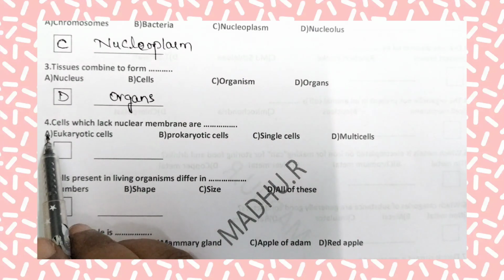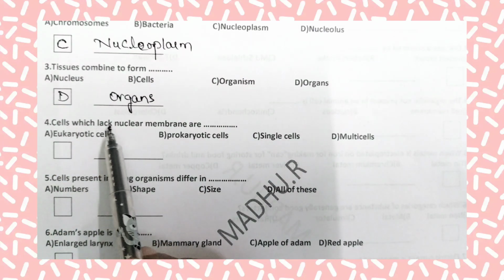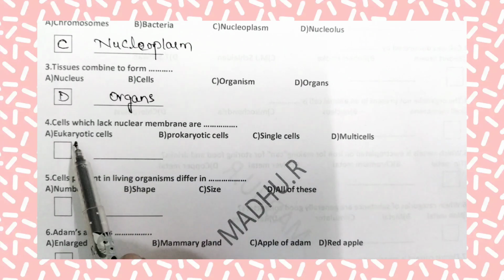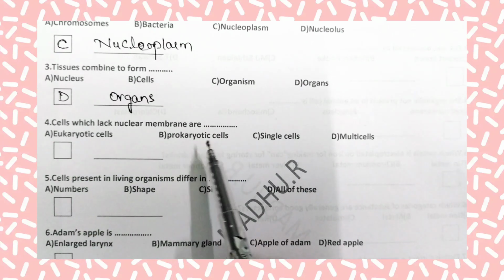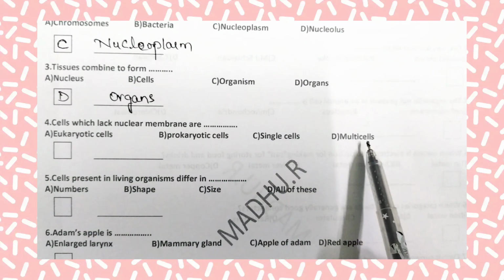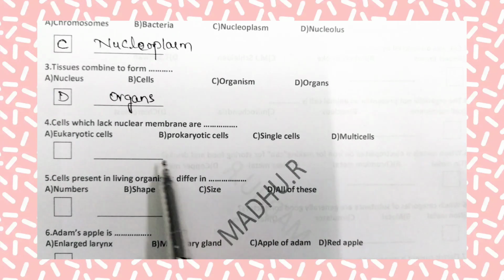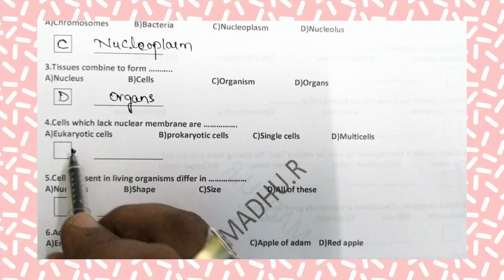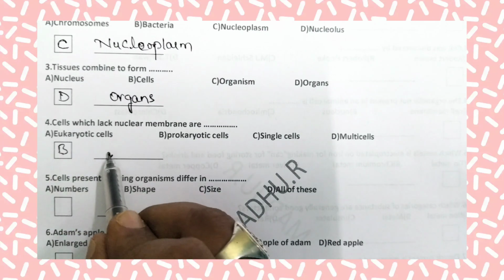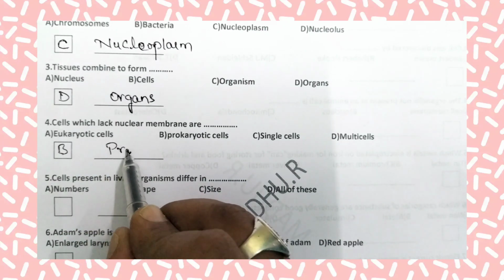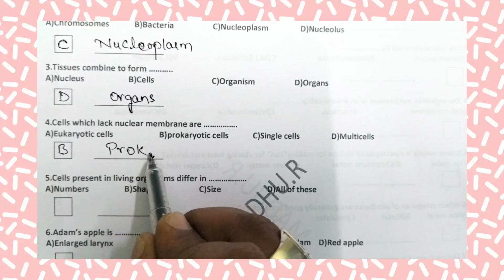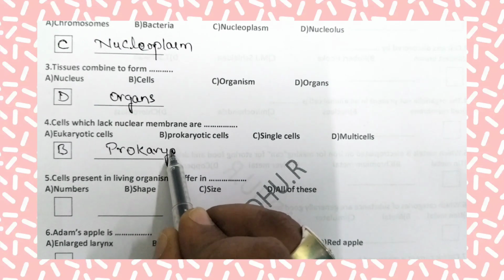Now let us move to the fourth question. Cells which lack a nuclear membrane are eukaryotic cell, prokaryotic cell, single cell, multicell. The right answer for the fourth question is option B, prokaryotic cell. The cells which lack a nuclear membrane are called prokaryotic cells.